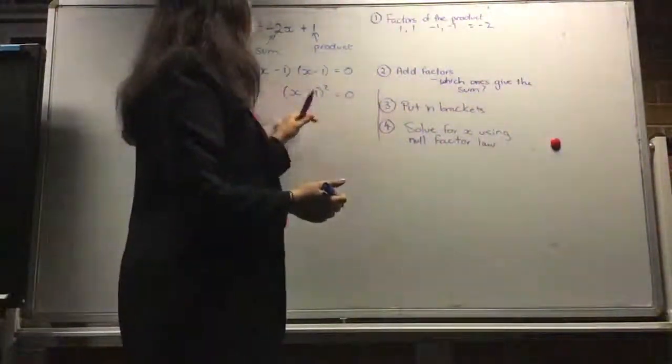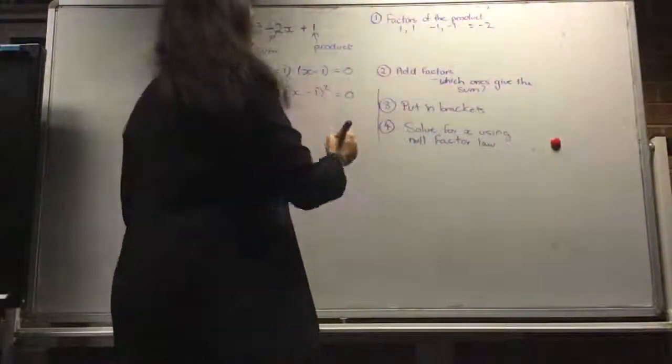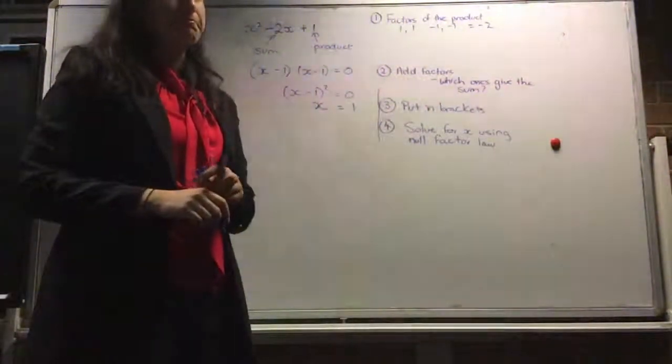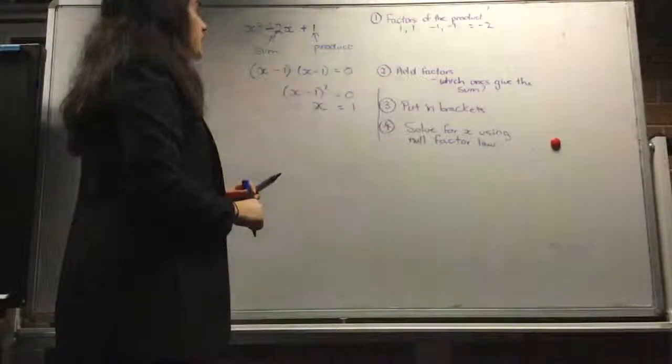And because we've got the same thing in the brackets, we're only going to get one answer in this case. X is going to be 1. That was a bit of a simple one.